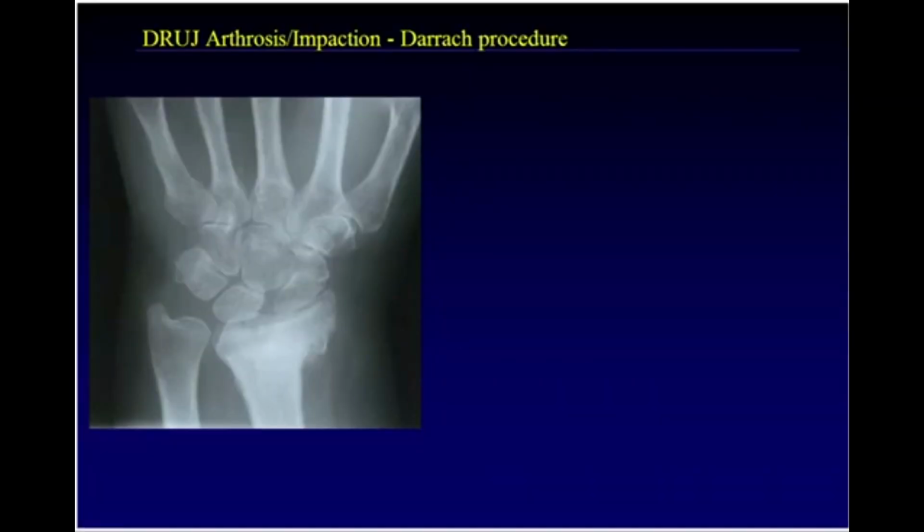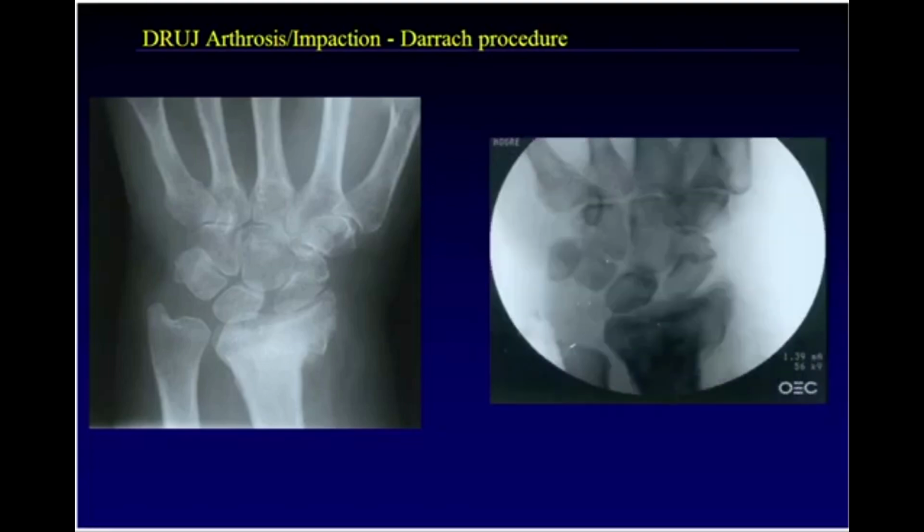Here's a patient that has significant DRUJ arthrosis secondary to malunion of a distal radius fracture, and the patient gets treated, as you see here, with resection of the distal ulna through a DERA type procedure and can be expected to have a reasonable functional result.